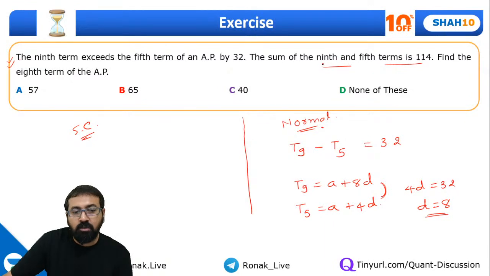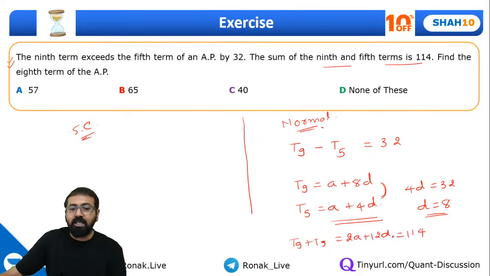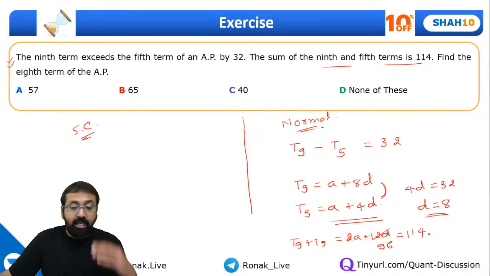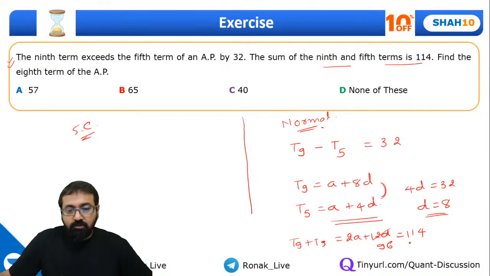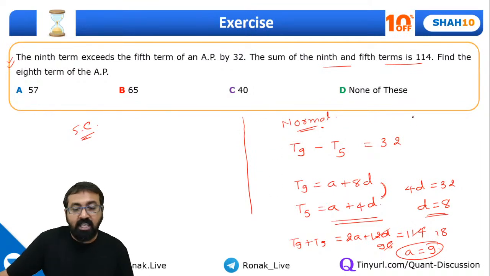And further we are given that the sum of the 9th and 5th term is 114. If I add these two, T9 plus T5, it will come out to be 2A plus 12D, and this is given as 114. Now you plug in the value of D as 8; 12 8s are 96. 114 minus 96 is 18. So my A will come out to be 9. So we have got the first term.